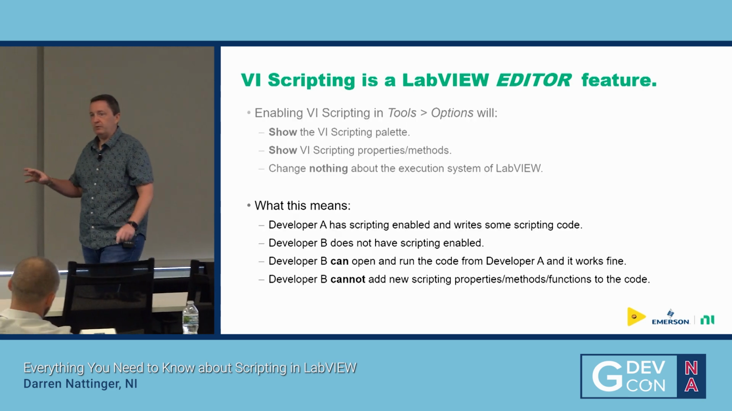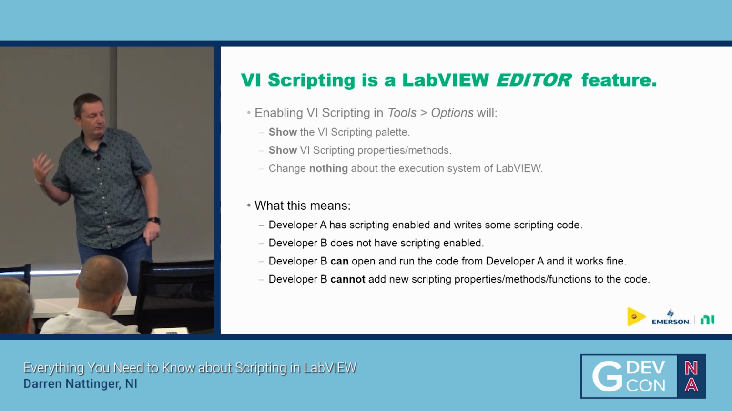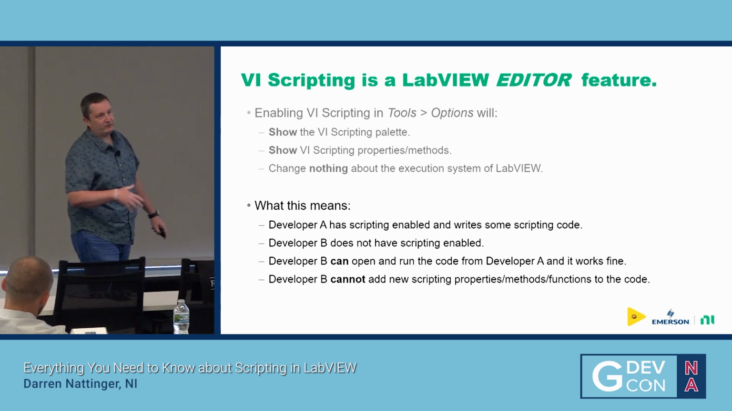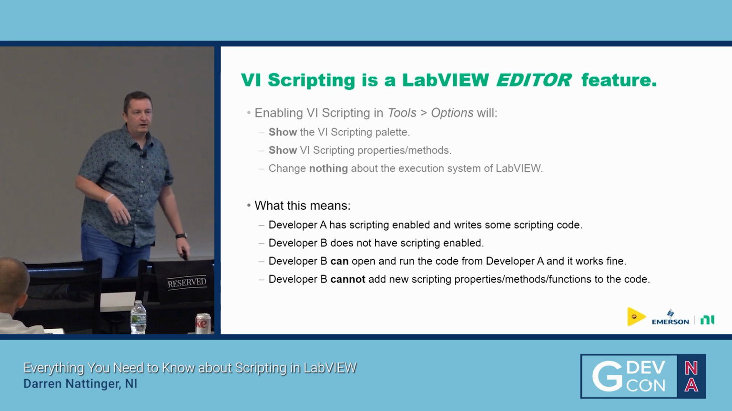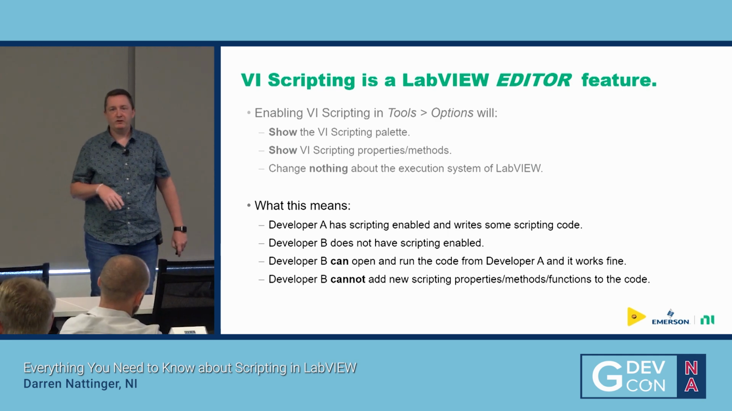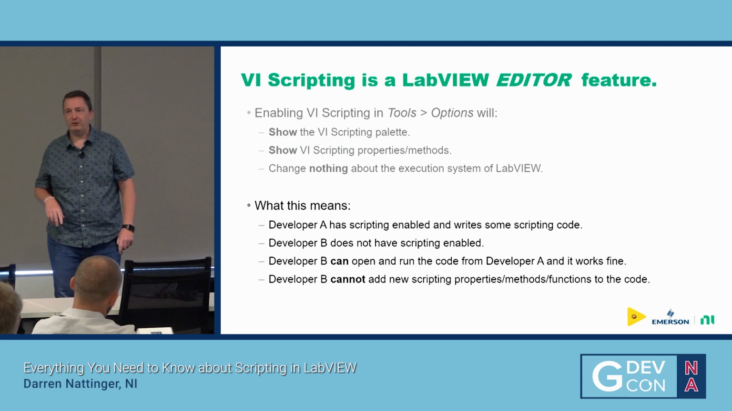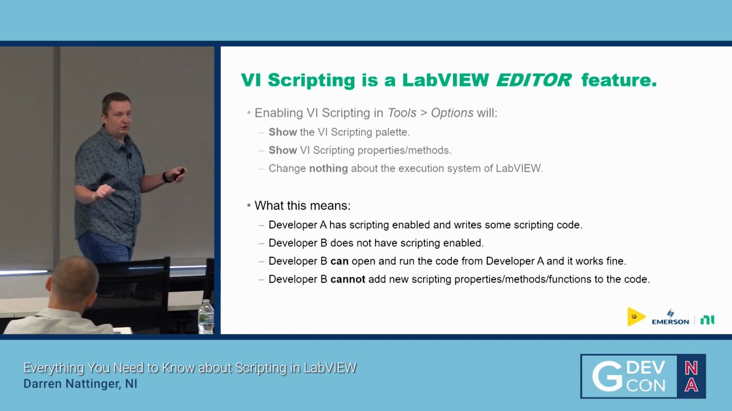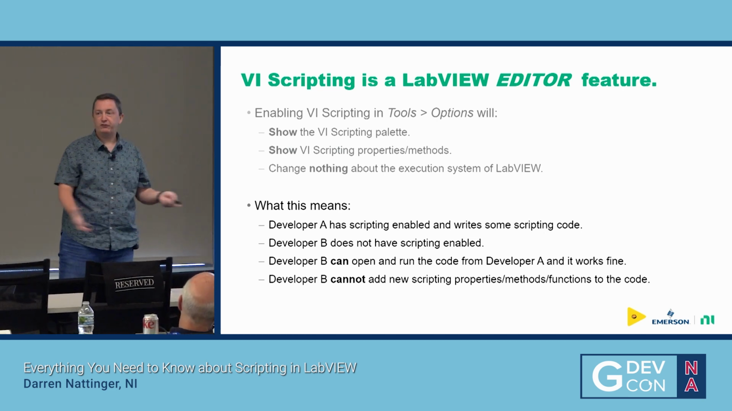So as an example, let's say we have 2 developers, developer A and developer B. Let's say developer A is Norm. Let's say developer B is Eric. Norm definitely has scripting turned on. Eric probably does not have scripting turned on. So Norm writes some scripting code. And it works on his machine. And he gives it to Eric.